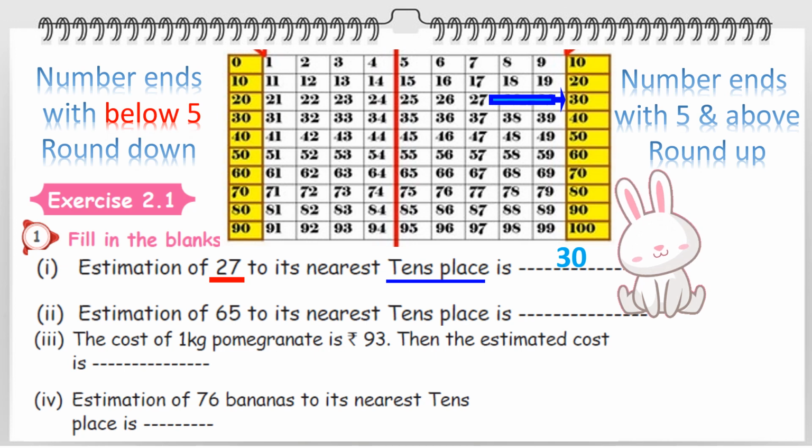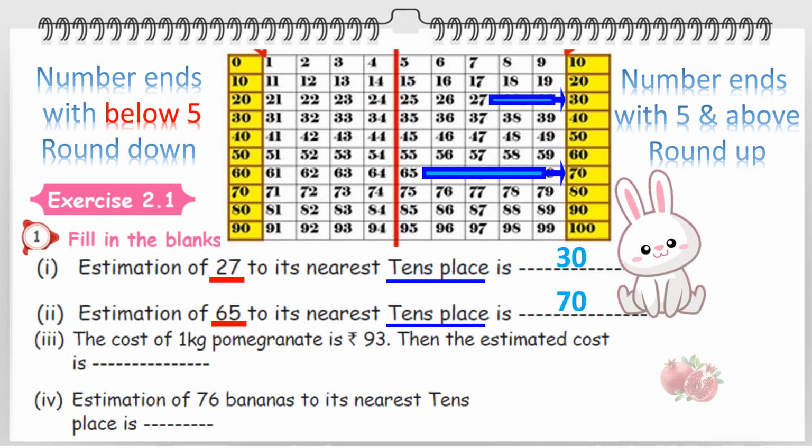Clear? Then come to the second one, estimation of 65 to its nearest tens place. Okay. So here also we need to write in tens only. So question is 65. So look at the ones place. Its number ends with 5. So 5 and above, you have to see the right side only. Clear? Yes. So answer is 70. So hereafter you can do by yourself. You're all brilliant. So just one thing you have to understand. So what will be the answer? Good. 70.